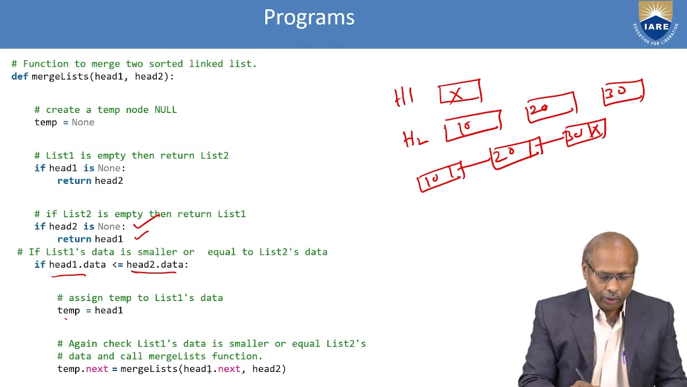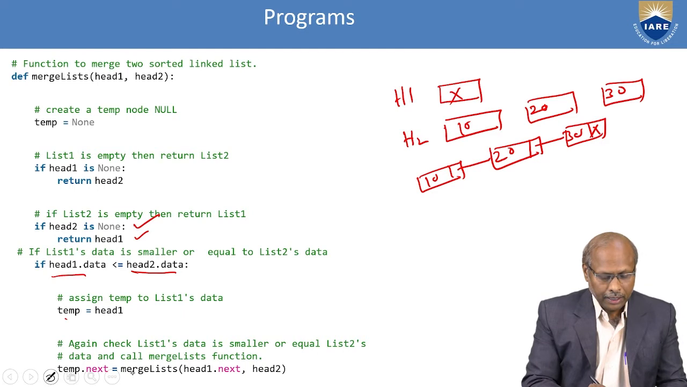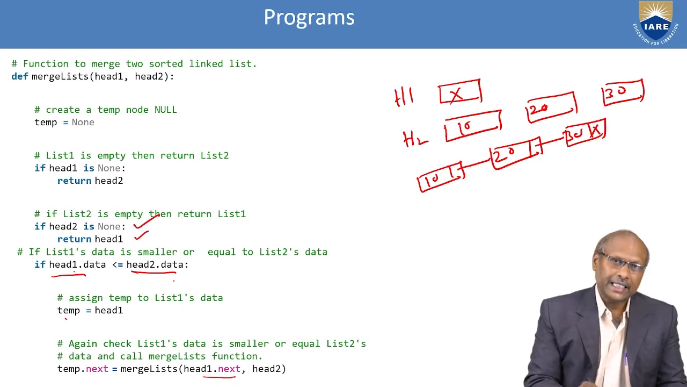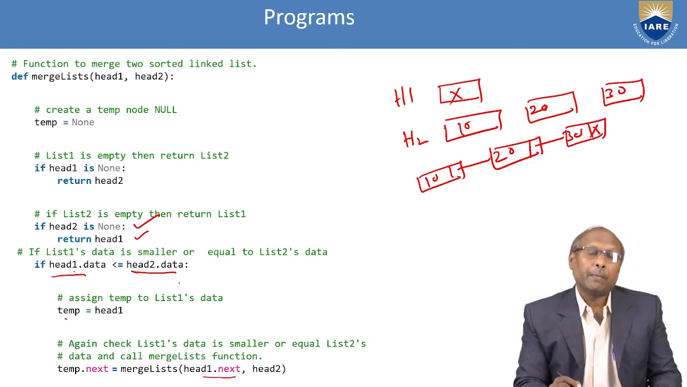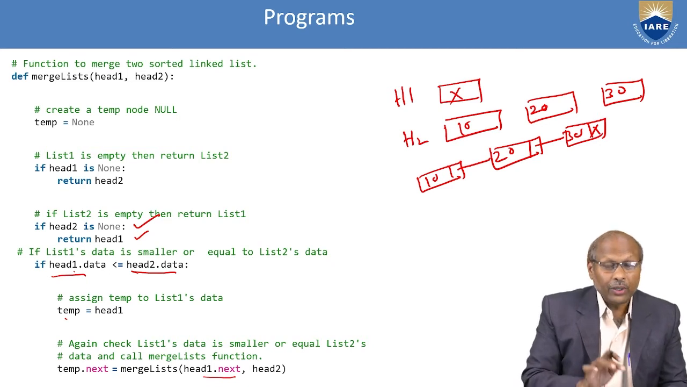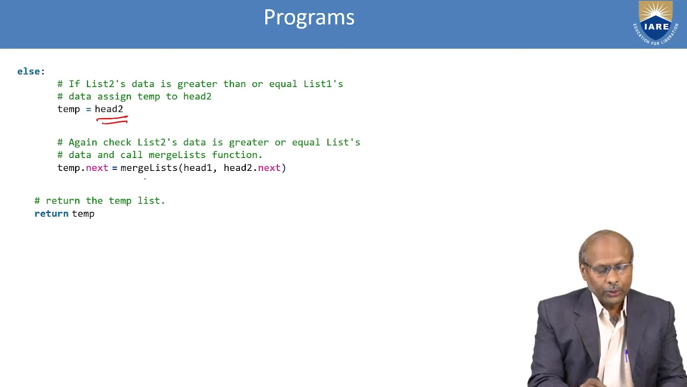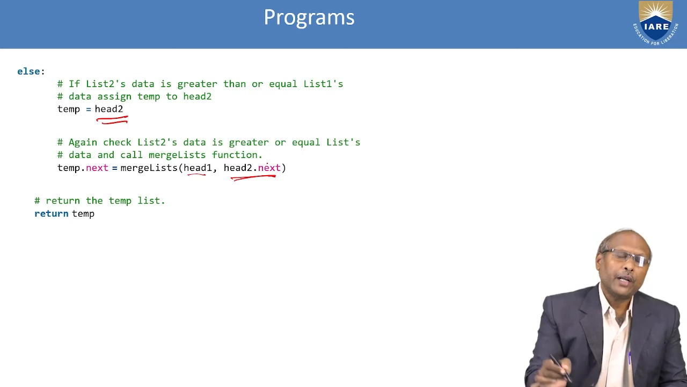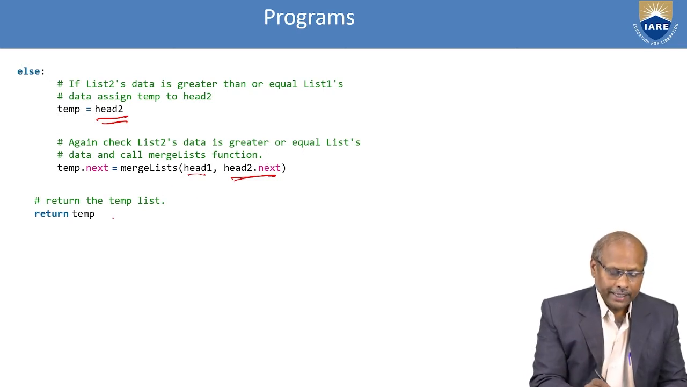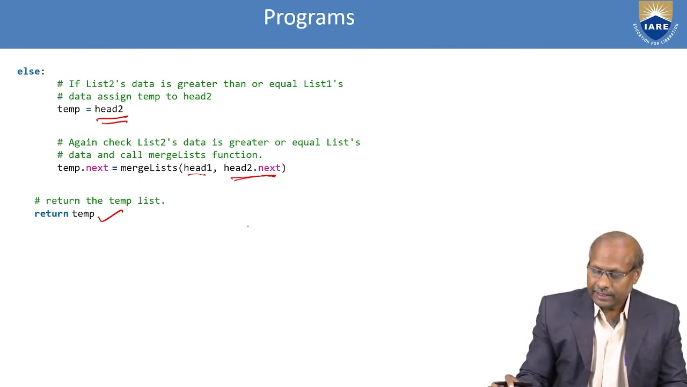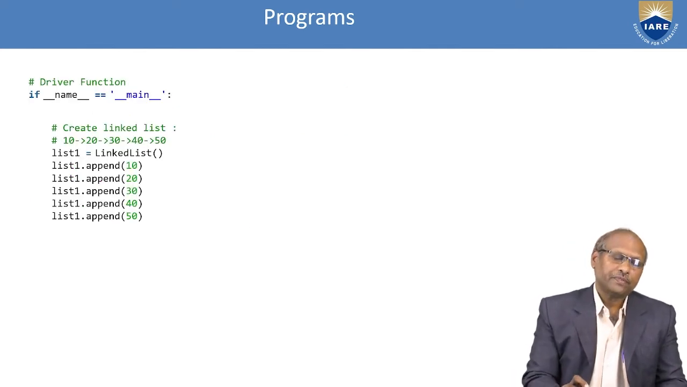While calling, because the first node's data is already available, I should go to next. How to go to next? So head 1 dot next. Why am I going to head 1 next? Because head 1 data is less, so I have to go to the second member of head 1. If head 1 is not less, then in the else case I have to go to head 2. So in head 2, temp of next equals merge head 1 with head 2 of next. It keeps on going until merging is done. At the end, return temp, because temp is holding my starting address. Once this address comes, then you can display.